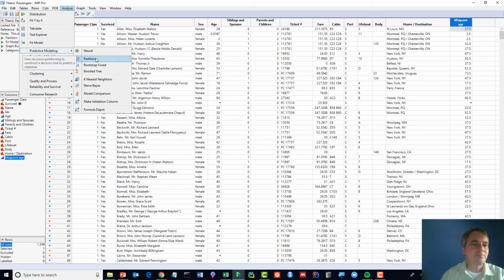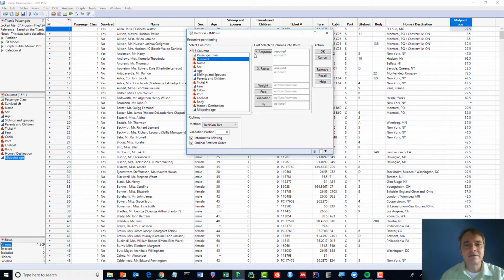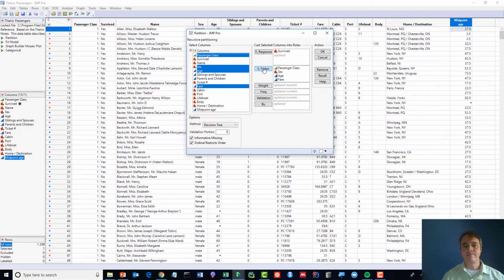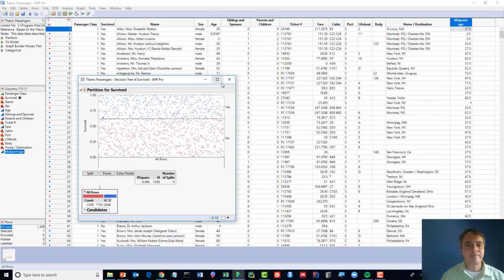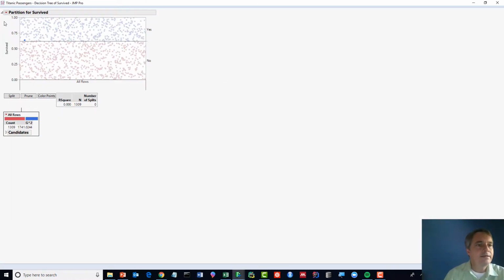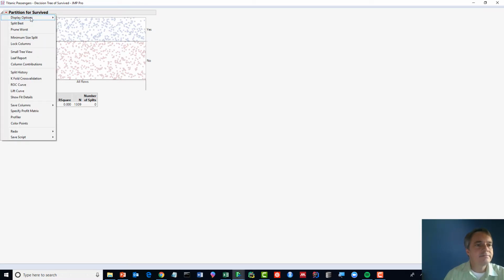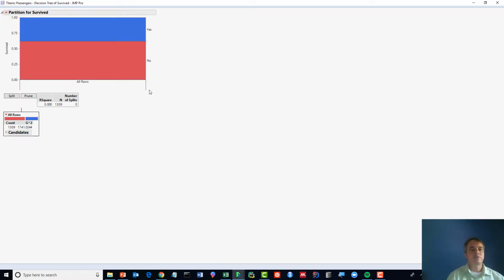Predictive modeling, again, partition, and I'm going to predict the nominal response survived. And I want to see, let's do which class they were in, their sex, and their age. And how about fare, what they paid for their ticket. Okay, and again, I've got decision tree selected down here, so let's build a decision tree here. All right, and so once again, I'm going to get rid of the points because I don't like to look at all those points.